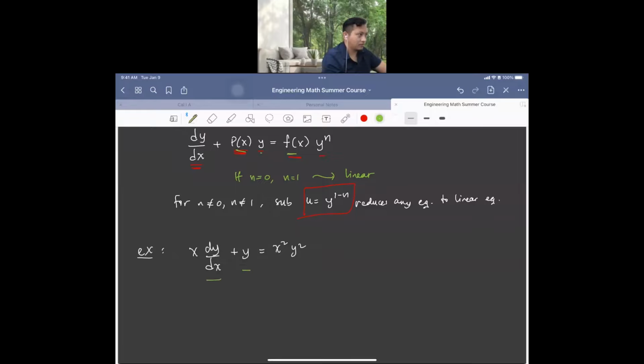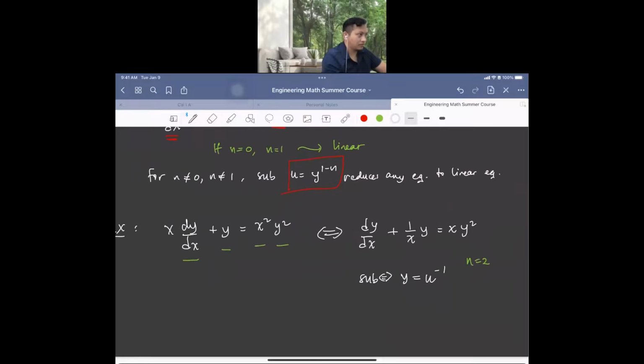Okay, we have dy dx, we have y, we have f of x, y with power of n, right? So we can describe this in terms of Bernoulli. Okay, this is the Bernoulli. This is n equal 2, so we can substitute. So sub y equal u negative 1. Okay. So 1 minus 2, right?